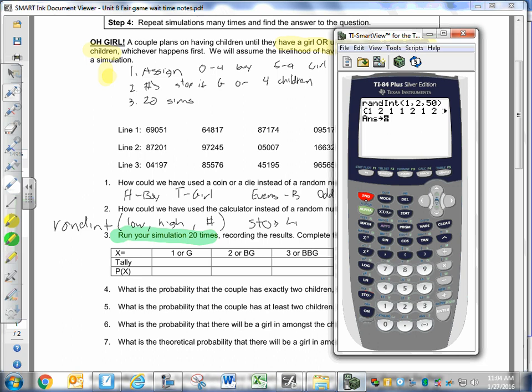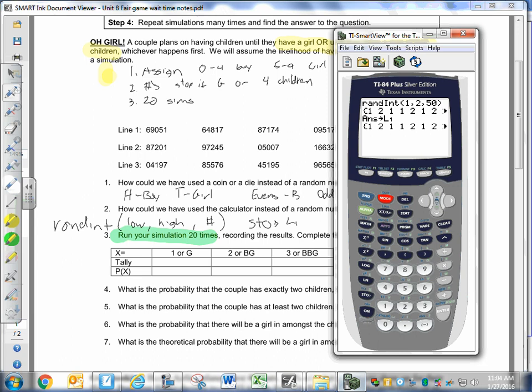So we say store. To access L1, we need to access the second L1, L1, enter, you go to stat, you go to edit, and voila. A boy, then a girl, then a boy, boy, girl, then a boy, then a girl, etc. Okay? Now, let's say the question was different. Let's say if you have 50 people randomly selected, what percentage of those people are boys and girls?